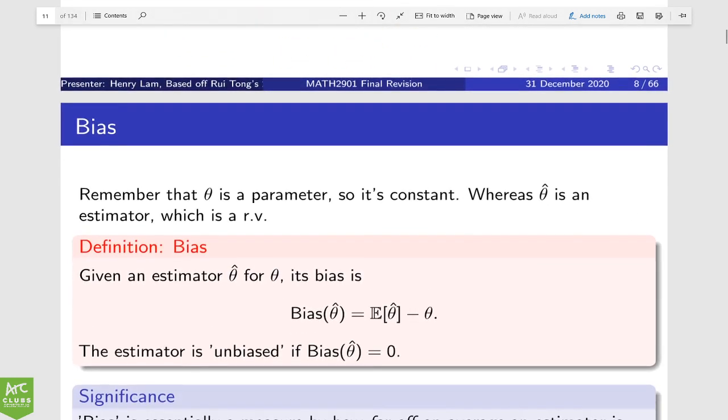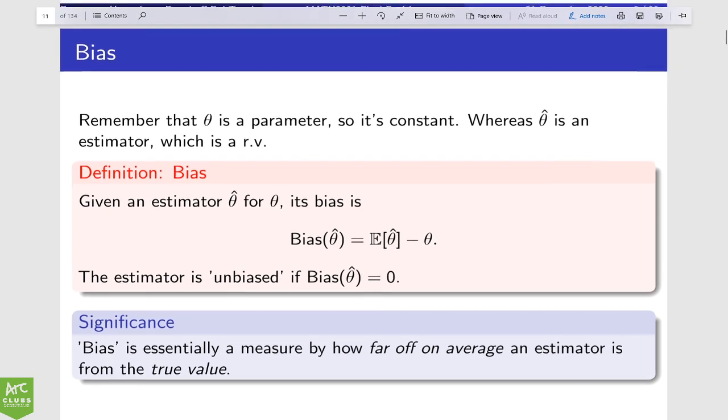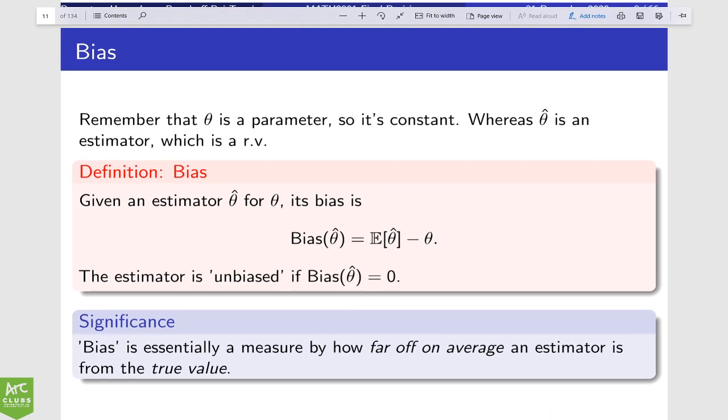But before we look at it in particular, we're going to look at two other values or figures. The first one is going to be the bias. The idea of the bias is that you look at a point figure and you see on average how far off it is from the value you're trying to estimate. So this is the mean value of the estimator.